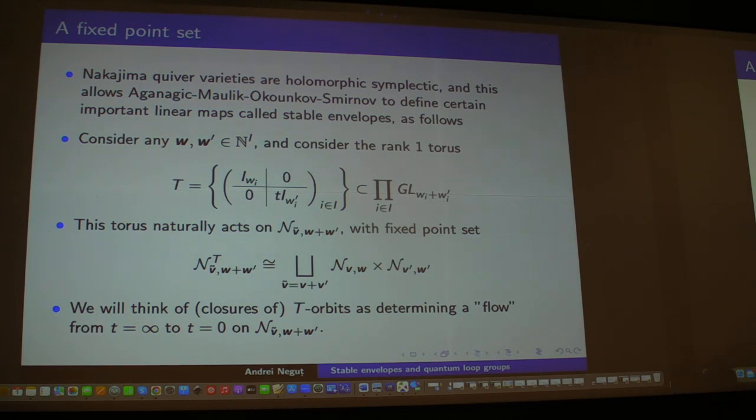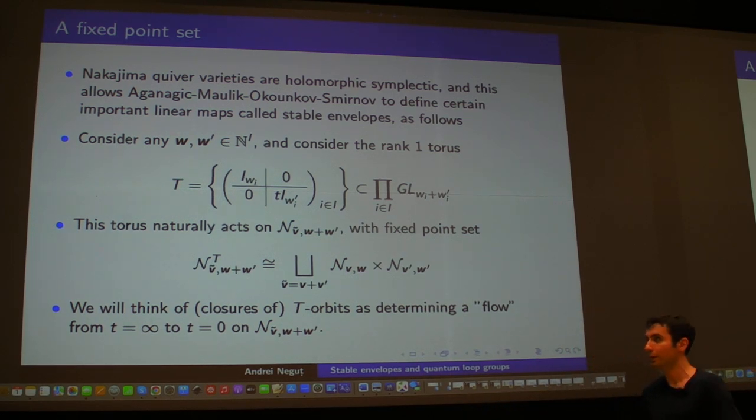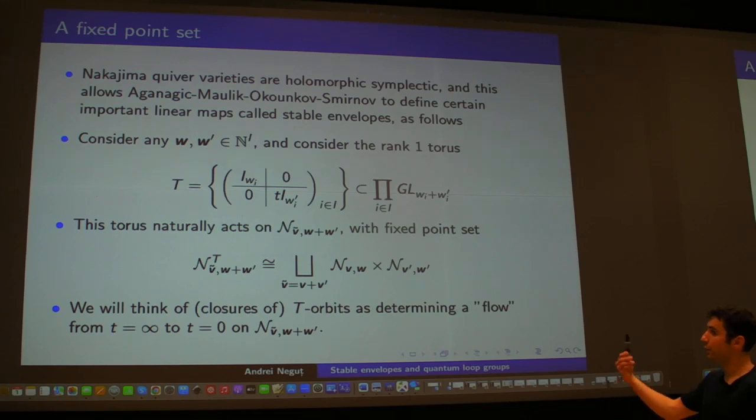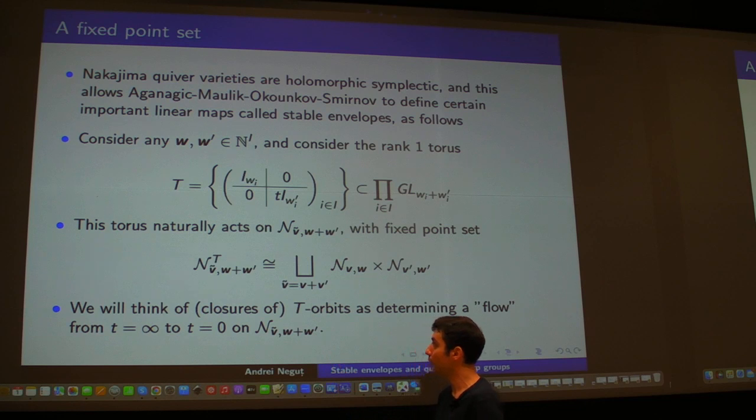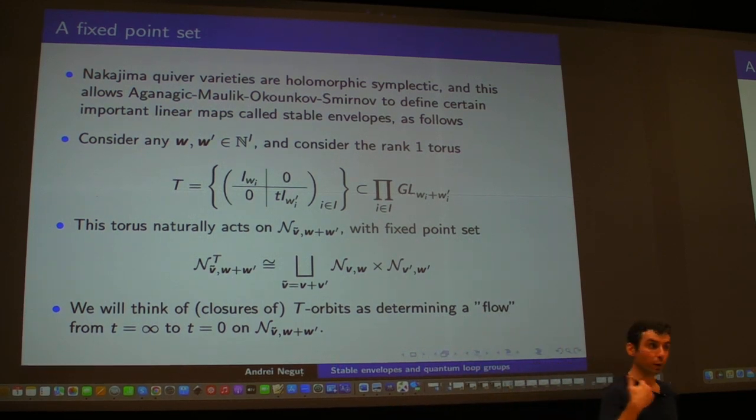Now you might say, there's no infinity and zero in C star, indeed. But if you take the closure of these orbits, some orbits do have closures in this quiver variety. So the notion of the point at infinity and the point at zero is going to be well defined for some orbits. But intuitively, just think of there being a flow on this Nakajima quiver variety induced by the action of the rank one torus T, and think of the flow direction as going from infinity to zero.